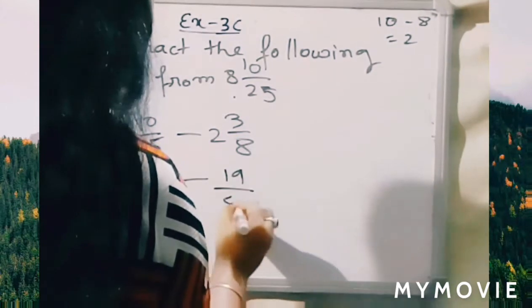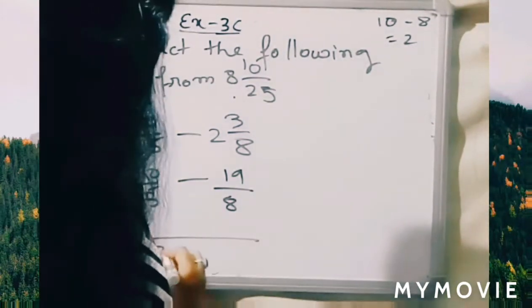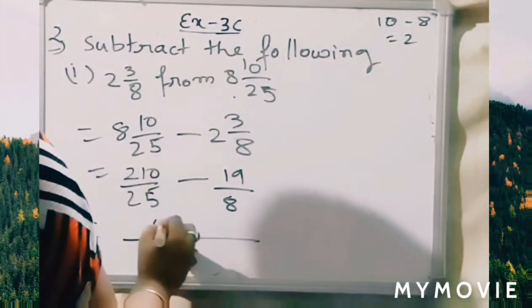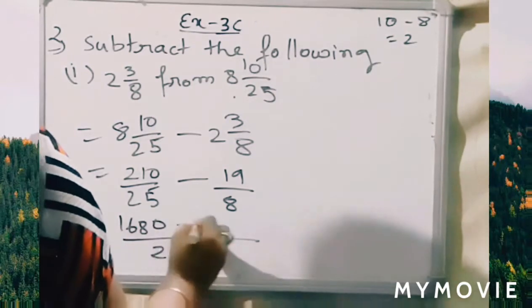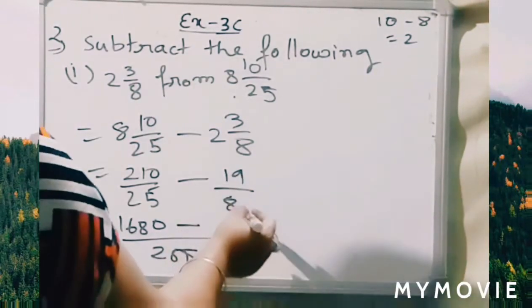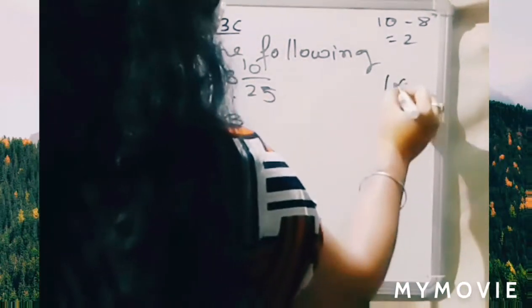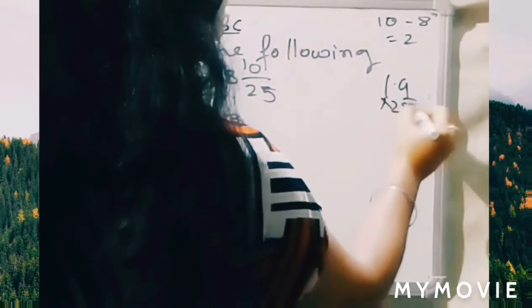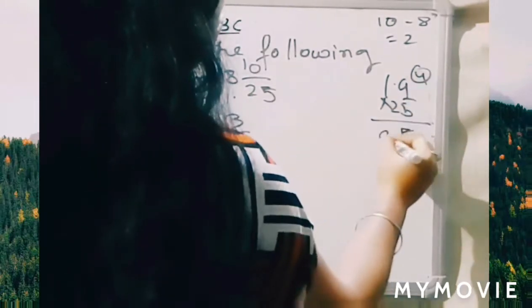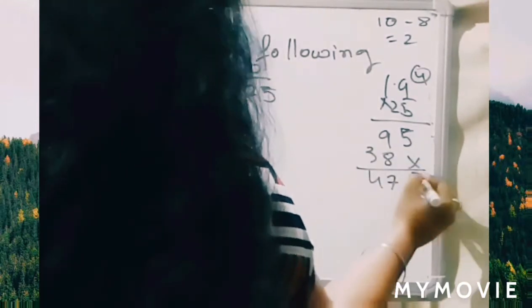You take the LCM of 25 and 8. Obviously the LCM will be 200. 25 eights are 200, and 8 times 210 is 1680, minus 8 into how much? 200 divided by 8 will be 25. Multiply 19 into 25. 5 nines are 45, carry 4. It will be 95. 19 twos are 38. The answer will be 475.